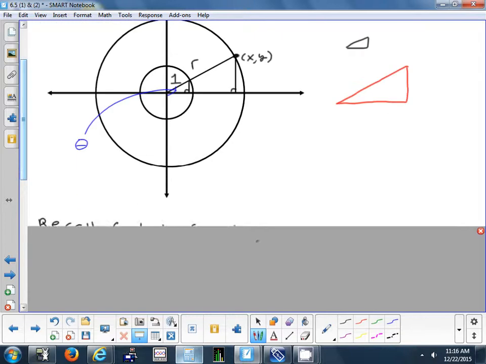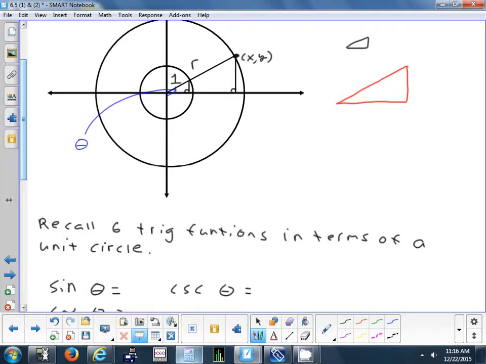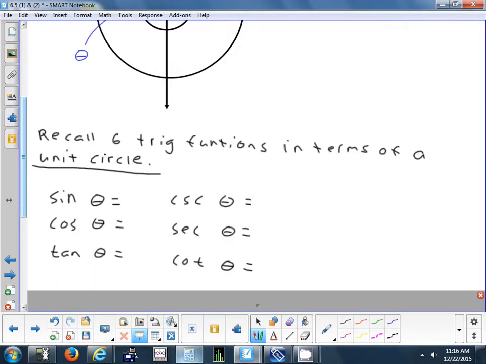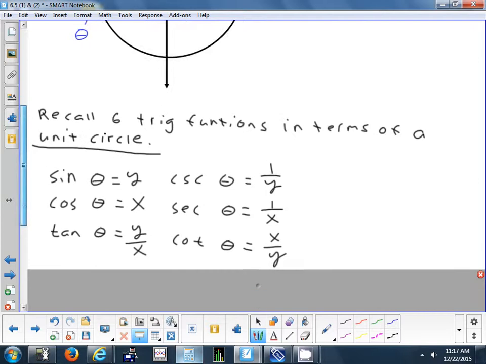But before we do that, we just have to remember, and we did this yesterday, what are my trig functions on the unit circle? What's sine? Sine is y. And cosine? x. And tangent? y over x. And what do we do to get the next three? 1 over y, 1 over x, x over y. Just flip them. Okay, so that's a review. Those are our trig functions on the unit circle.